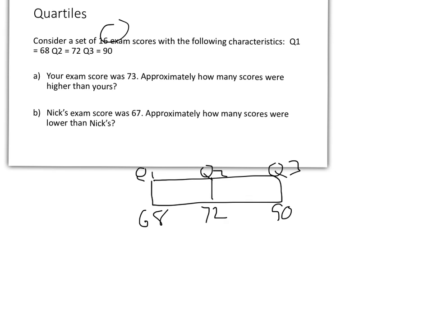And if you remember, it doesn't ask us for that here, but our interquartile range, IQR, is going to be 90 minus 68, which is 22. Okay, so that's the difference between Q3 and Q1, our interquartile range, so 22.